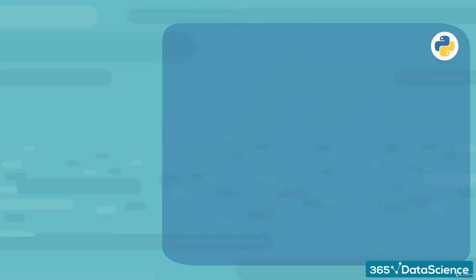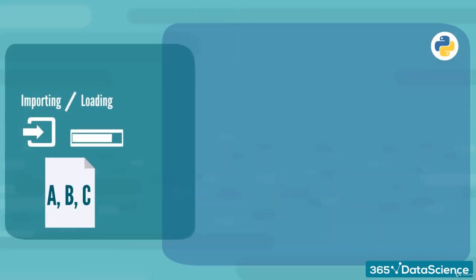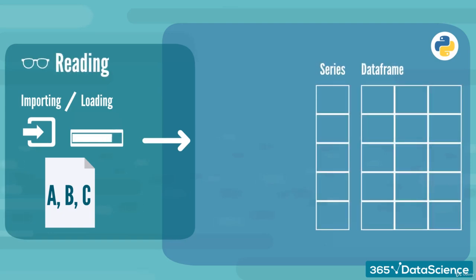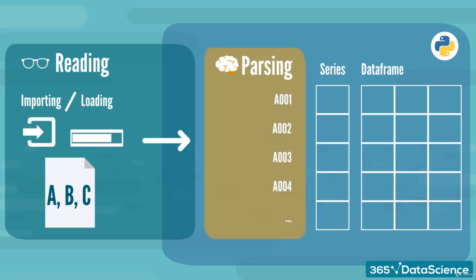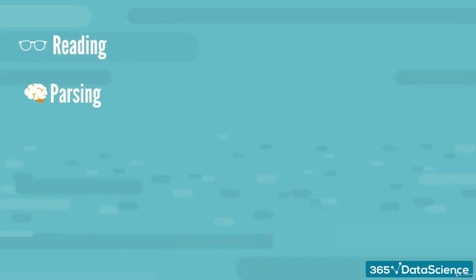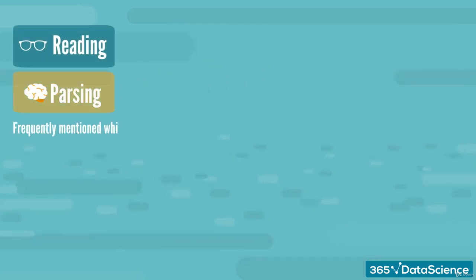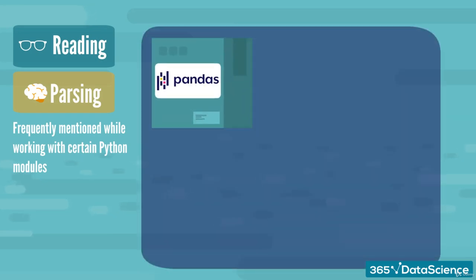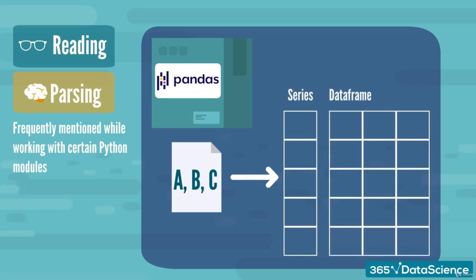Talking Python, merely importing or loading a text file into a Python data structure such as a series or a data frame is reading. Then, specifying how this transfer can be done, for instance by specifying an index of this structure, is parsing. In practice, reading and parsing are terms that are frequently mentioned while working with certain Python modules. A primary example of such a module is pandas, since we will usually be aiming at storing the data from our text files in series or data frame objects.